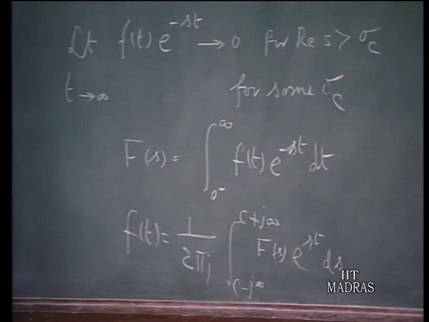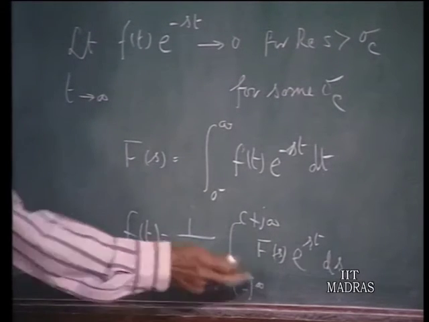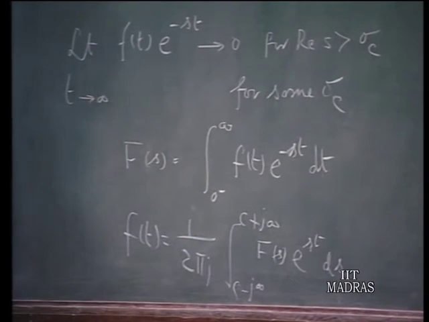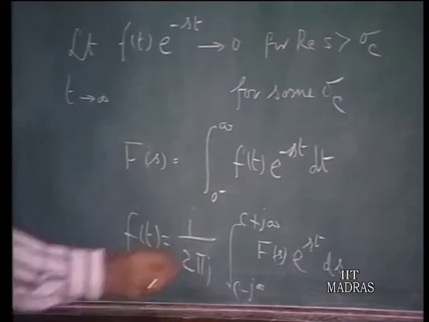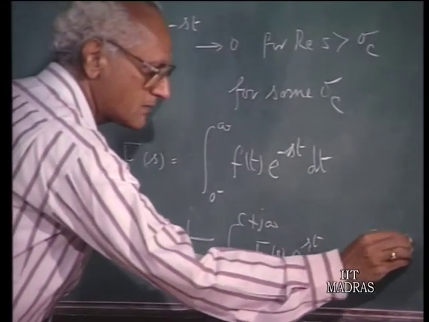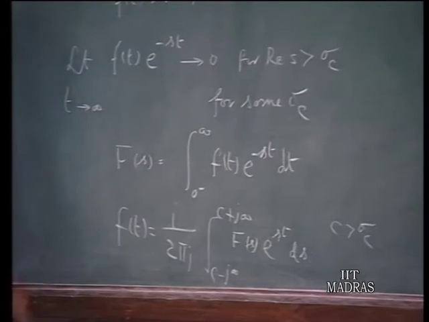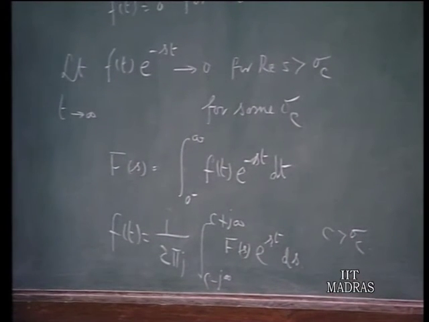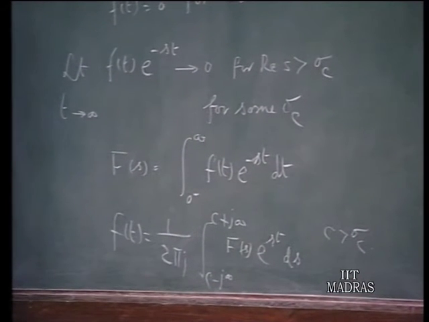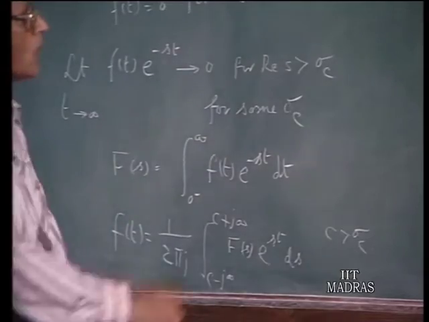This is the inverse Laplace transformation formula, and this contour of integration which extends from c minus j infinity to c plus j infinity is a vertical line in the region of convergence of the Laplace transformation. That means c must be larger than sigma c, and this contour of integration, as I mentioned, is referred to as the Bromwich contour.